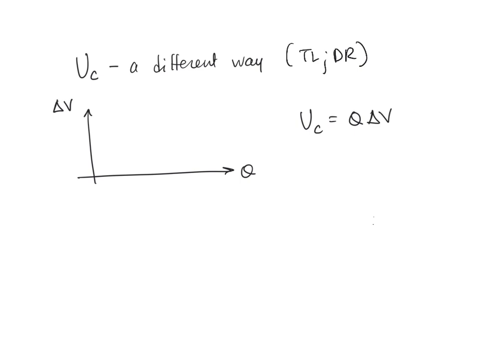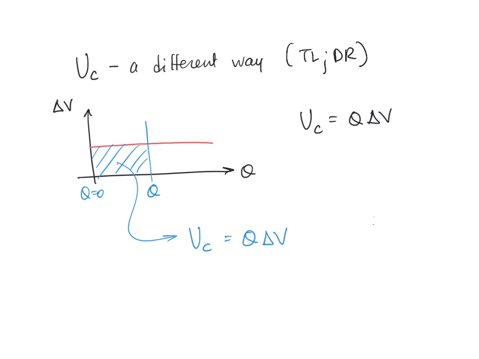So if the potential difference were the same all the time, even as we added more and more charge to the capacitor, then the energy stored as we go from some zero amount of charge to some charge Q would indeed be a rectangle. This would be the energy stored in the arrangement, and that would be Q delta V. But, here's the big but.